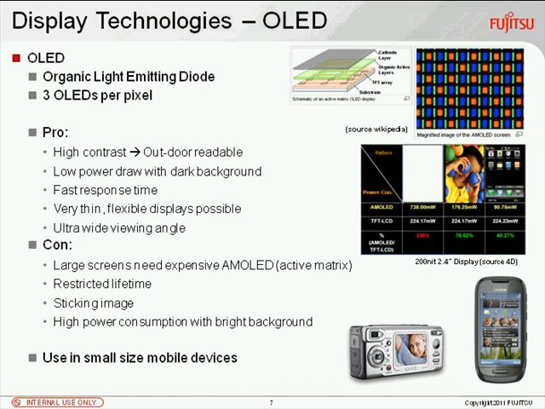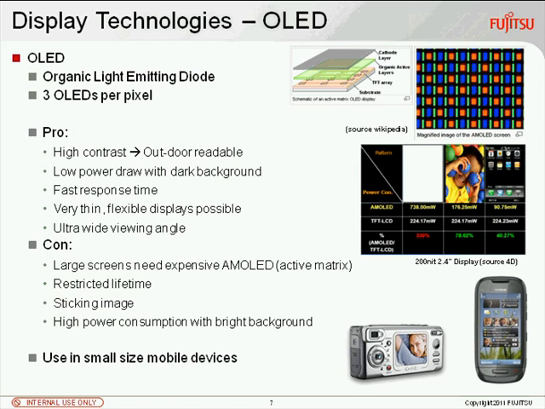So if you want to show consistent color, you even have to adjust the color during the life cycle. Sticking image is an issue, especially on these passive matrix displays. And the power consumption with the bright background already mentioned, which is, for example, needed in office use, is also higher than LCD, so it's not the best choice for office use. It is used, for example, in photos or in mobile phones.